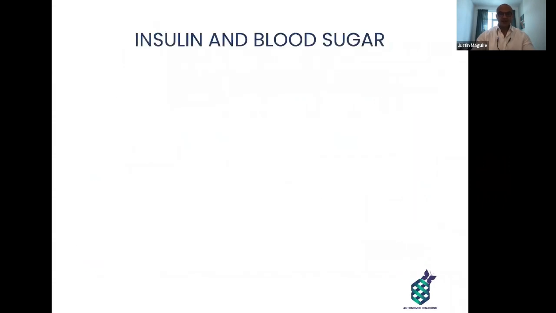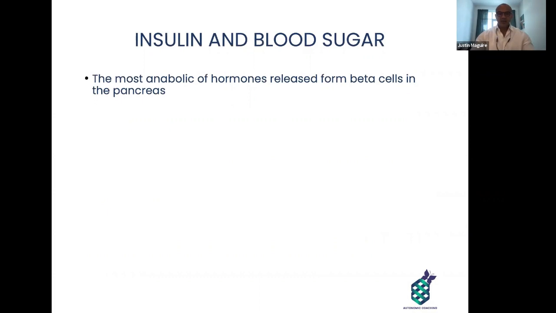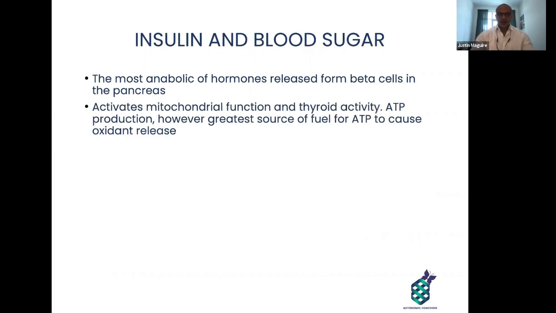Okay, insulin and blood sugar. It's the most anabolic hormone, released from the beta cells of the pancreas, as mentioned before. It activates mitochondrial function and thyroid activity. ATP production, however, is the greatest source of fuel, causing oxidant release. So high levels of insulin can actually increase the loss of electrons.